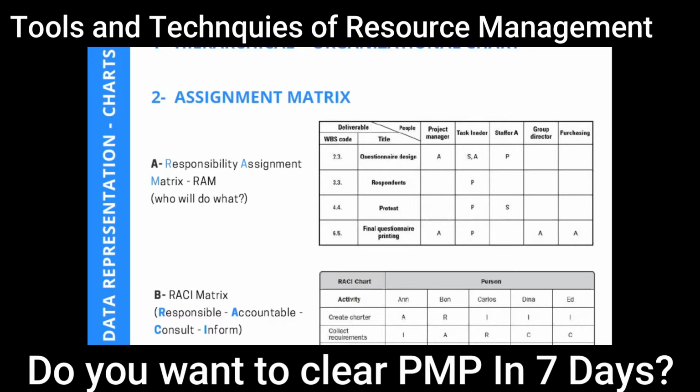Most of the time, while working in the project environment, what happens? Project manager assigns or delegates different tasks. Those persons become responsible, but ultimately project manager is accountable. And you may have to talk to consultants to understand those requirements, stakeholders. You consult with them, and finally you inform the key stakeholders along the way. Responsible, accountable, consult, inform.